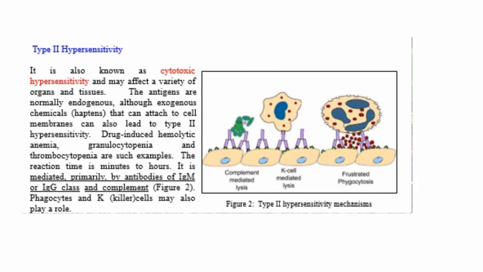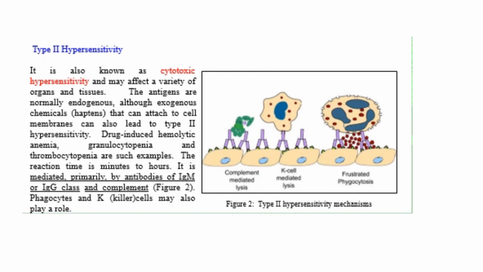The second type of hypersensitivity is called the type 2 hypersensitivity. It is also known as cytotoxic hypersensitivity reaction and may affect a variety of organs and tissues. The antigens are usually endogenous, but exogenous chemicals like haptens that can attach to the cell membrane can also lead to type 2 hypersensitivity reaction.